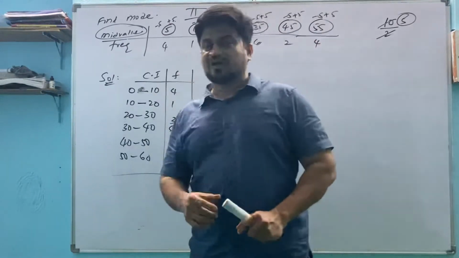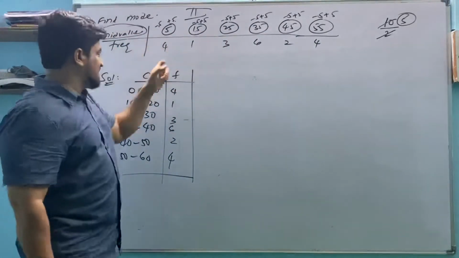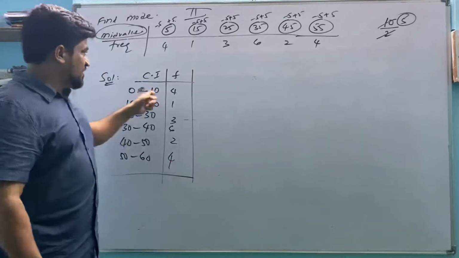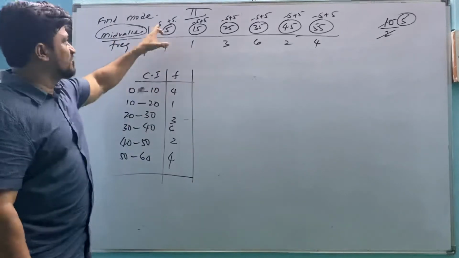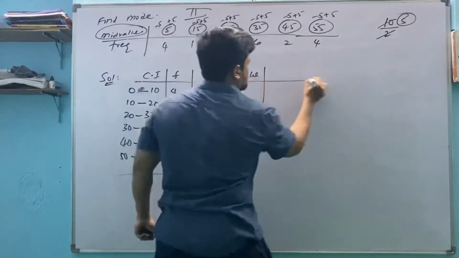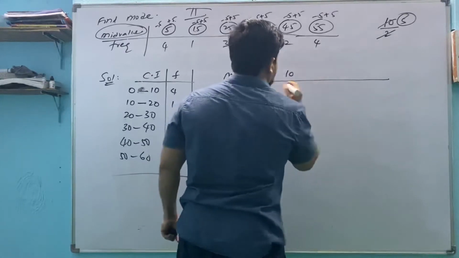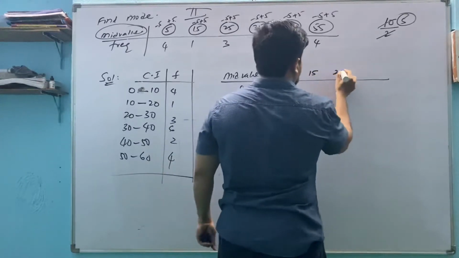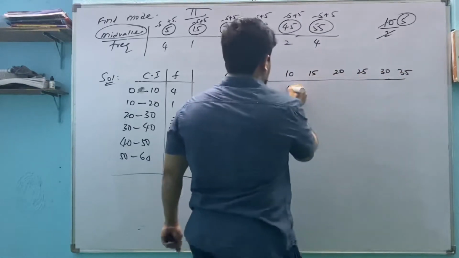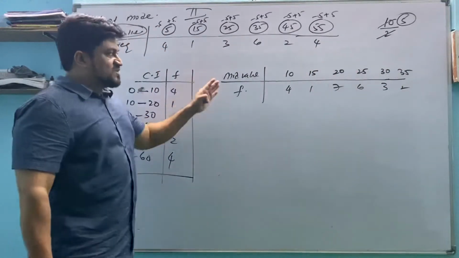At the time of solving and copying, you may find some questions having mid values, where a class interval could be solved directly. When you find such questions, you have to be aware of this. Suppose the question is like this: mid value and frequency. Mid values 10, 15, 20, 25, 30, 35, and frequencies 4, 1, 7, 6, 3, 2, whatever. Mid value is given, frequency is given.